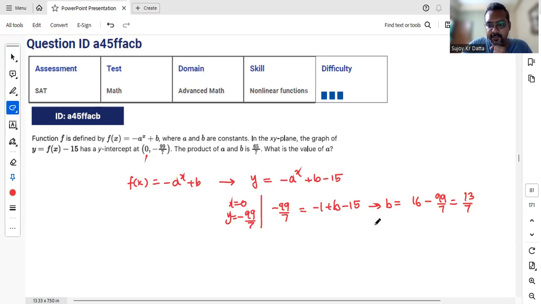They have said a times b is 65 over 7. So obviously the value of a is 5, because 13 over 7 multiplied by 5 will give you 65 over 7. So the answer is 5.